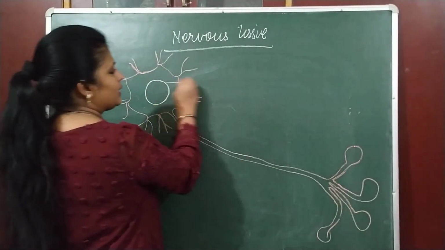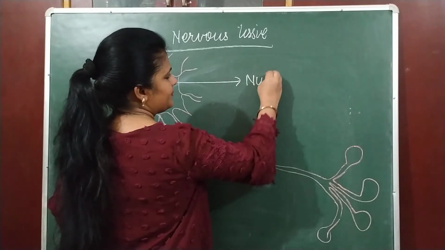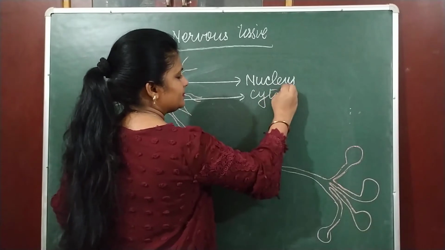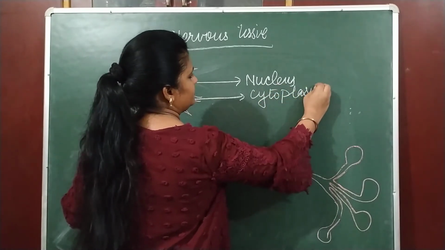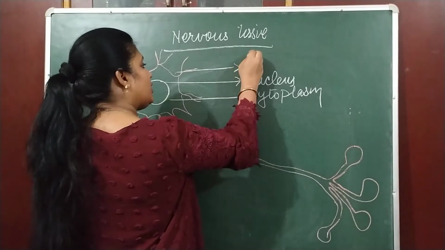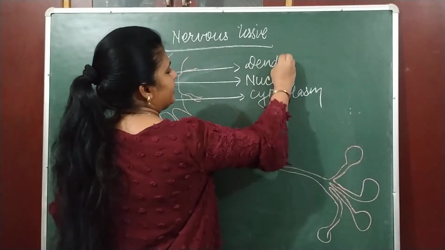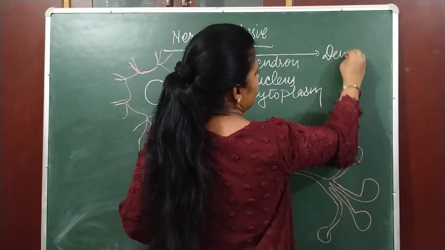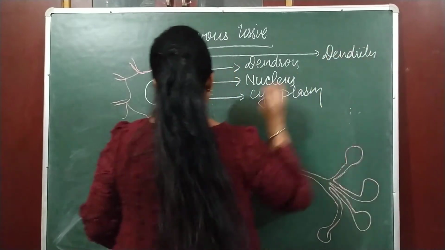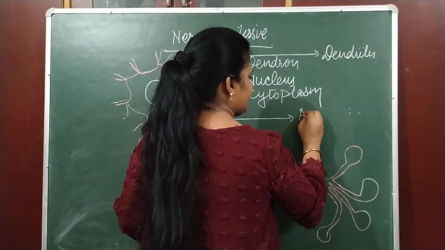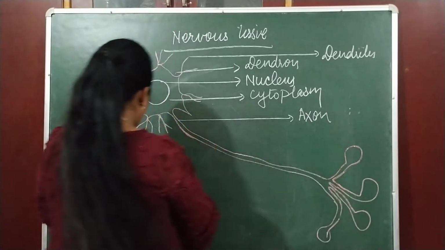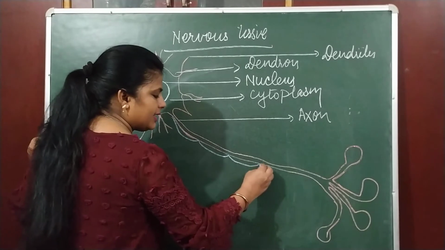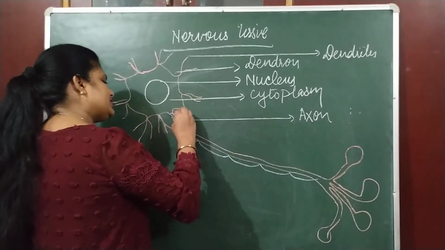Okay, this is the nucleus, here we have cytoplasm, this is dendron, and dendron is further divided into dendrites. This long fiber is axon, and axon is surrounded by a fatty layer, and this fatty layer is myelin sheath.